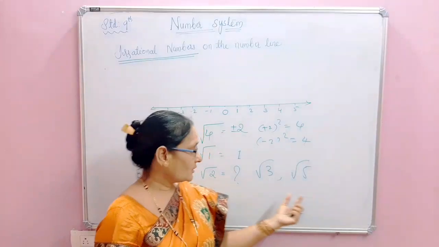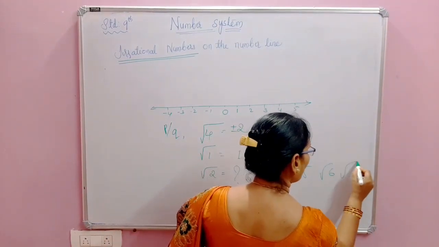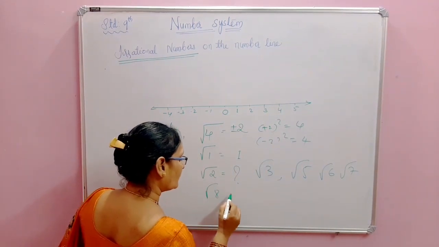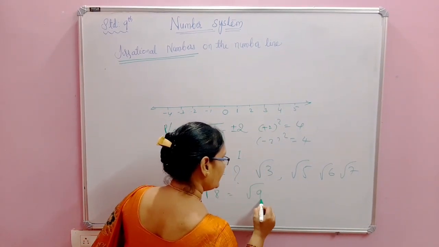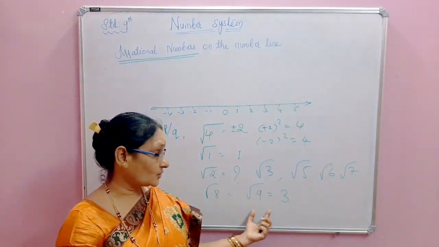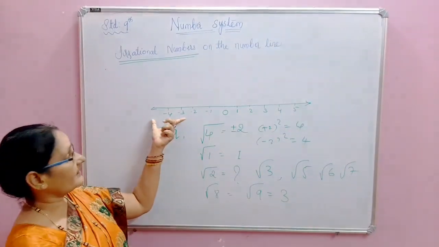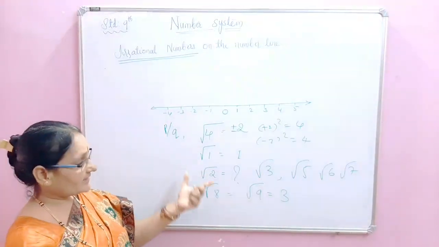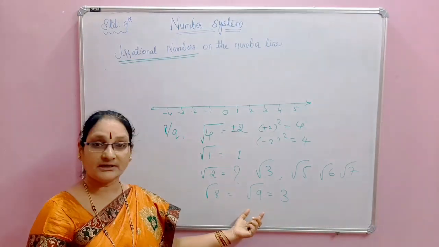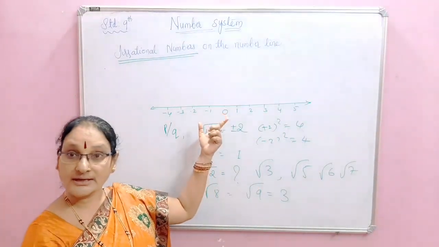Root 3, we don't know. Root 5, root 6, we don't know. Root 7, we don't know. Root 8 also we don't know. Then root 9 equals 3. Yes, root 9 equals plus or minus 3. Here plus 3 will come here, minus 3 will come here. So like that, some numbers, those which have a positive or negative root, can be located on the number line.